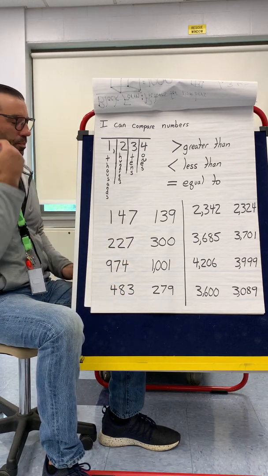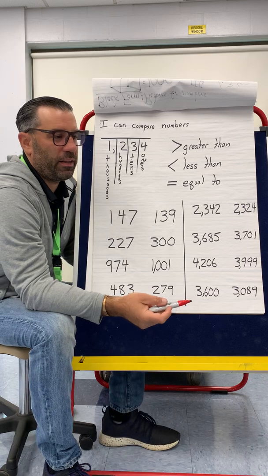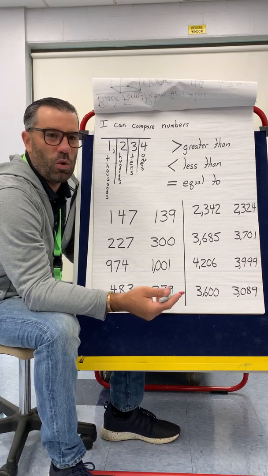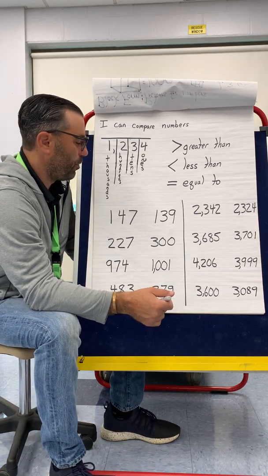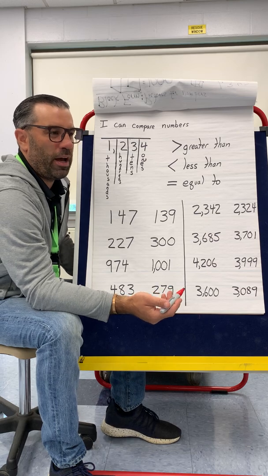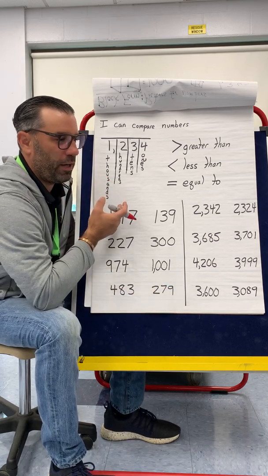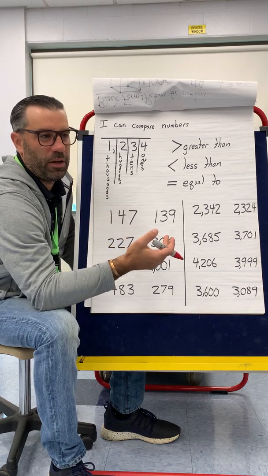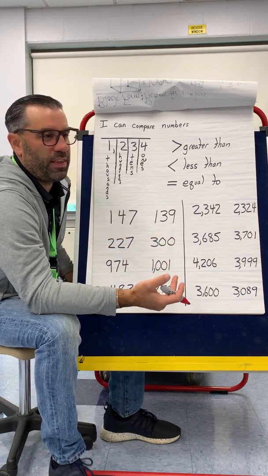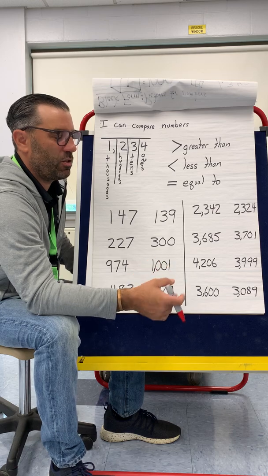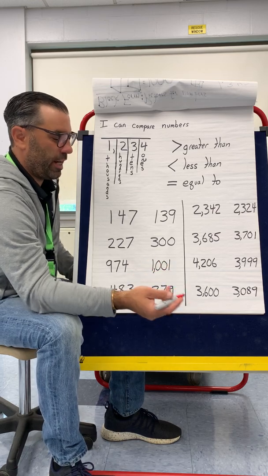So check this out. Something I always say in my class is, I always tell the kids, why? Why? Prove it. Show me. Why is it bigger? So what I'm going to ask you to do is ask yourself, if it's bigger, why is it bigger? And your answer would be, because of the thousands, or because of the tens, or because of the hundreds. So I'll show you how to do that.